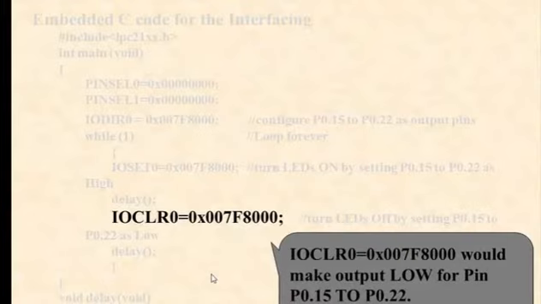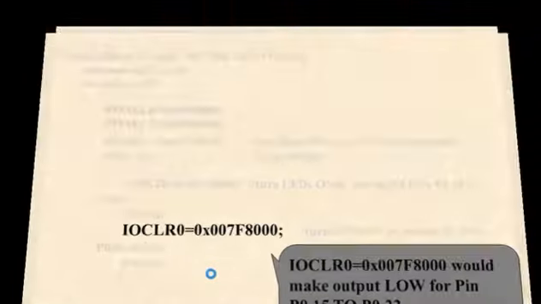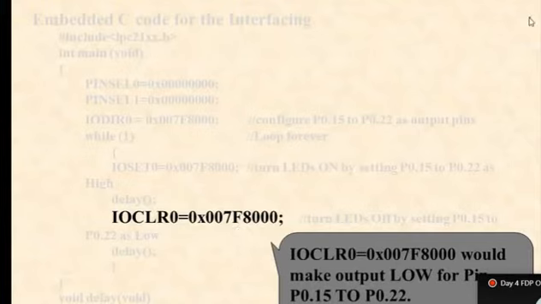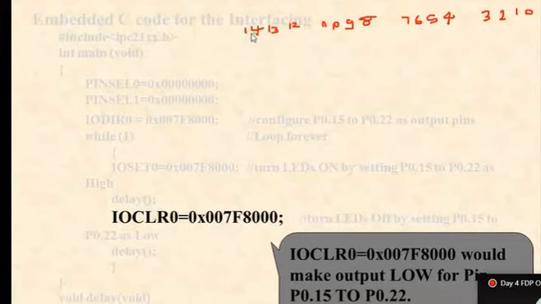Then next I want to clear that. So IOCLR0. Now see, I am using the same code here. IOCLR0 with 7F8000 means, suppose this is your bit 0, then 1, 2, 3, 4, 5, 6, 7, 8, 9, 10, 11, 12, 13, 14, I am writing 32 numbers.